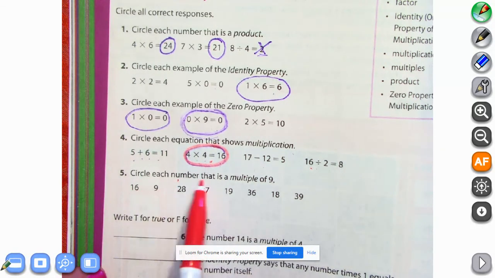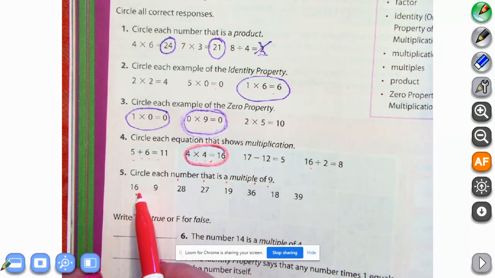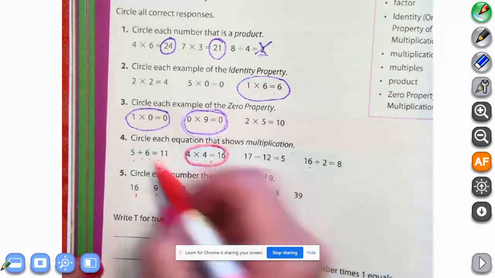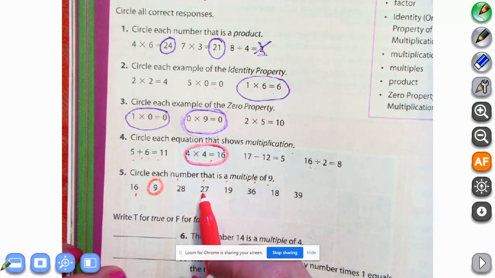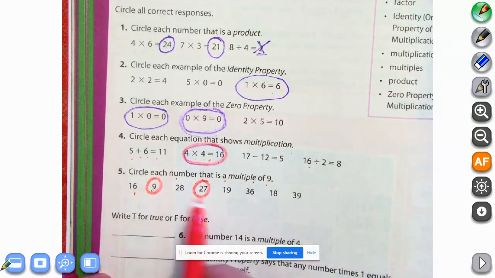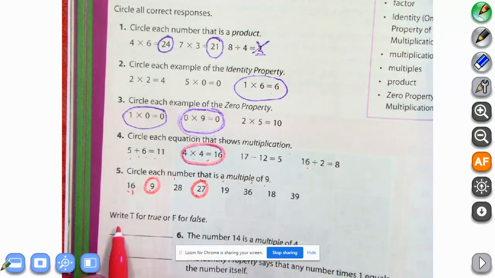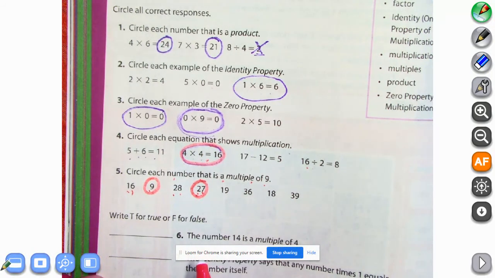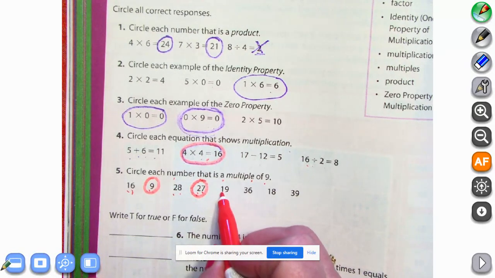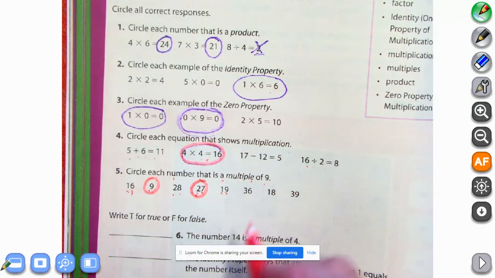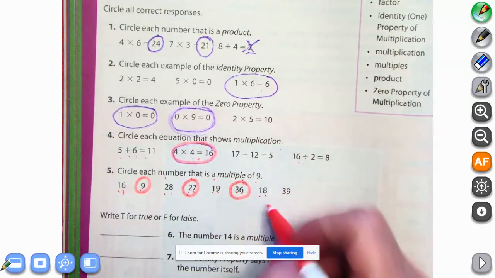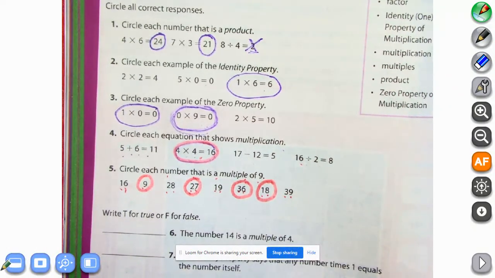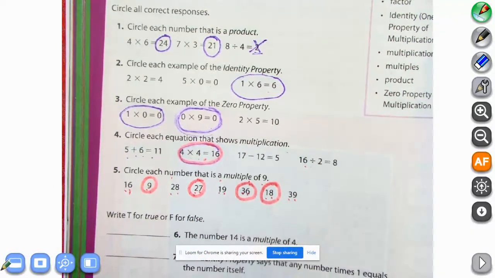Number 5 says circle each number that is a multiple of 9. So 9 times 1, no. 9 times 2? No. 9 times 3? No. 9 times 1? Yes. 9 times 3 is 27. 9 times 4 is 36, so no. 9 times 3 is 27. Yes. Now look, remember the secret. If we add the two numbers together, 1 plus 6 is 7, 2 plus 8 is 10, 2 plus 7 is 9. We know we have it. How about 19? If we add the 1 and the 9, that makes 10. So that wouldn't work. If we add the 3 and the 6, 3 plus 6 is 9. This is a multiple. 1 plus 8 is 9, so that's a multiple. 3 plus 9 is 12, so that's not a multiple. That's a nice little trick with the 9s, I think.